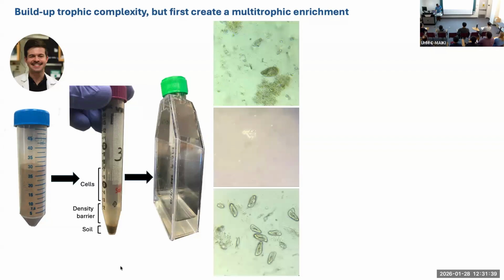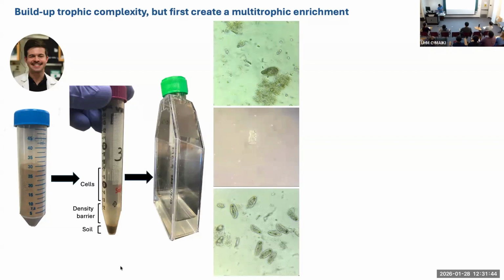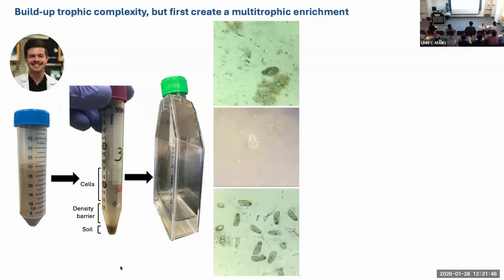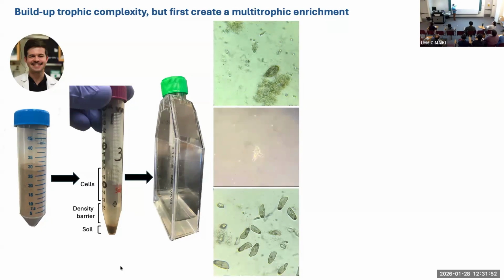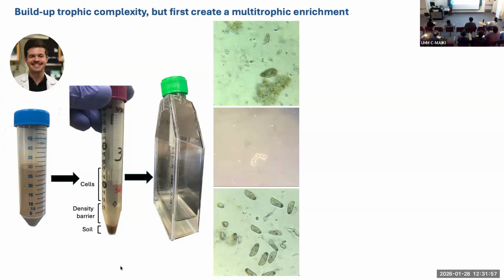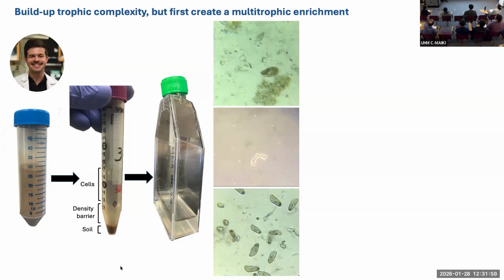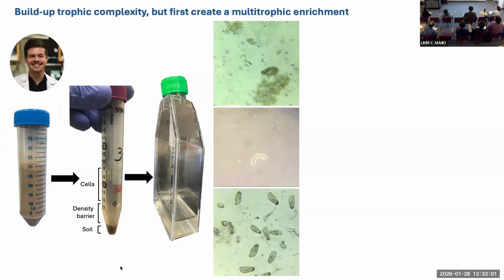Let me show you here. You can see how our enrichments look from different soils. You will see ciliates, flagellates, and amoeba there. And we thought, okay, these are the cool things that we can see under the microscope. What's going on with everything else?